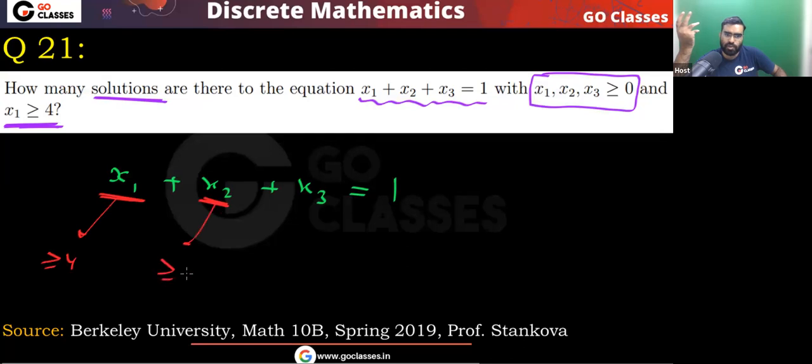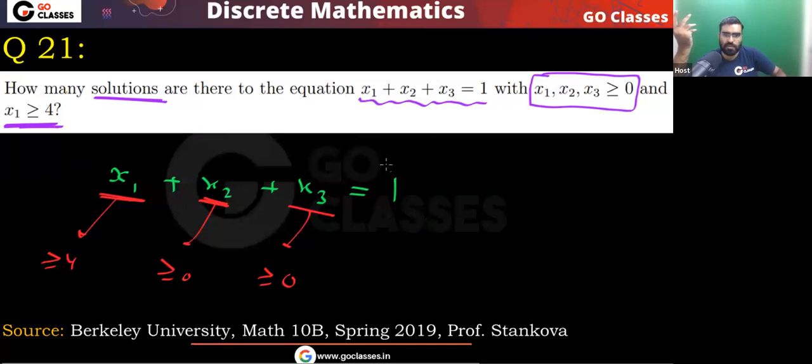Is it even possible? Like, for example, x1 plus x2 plus x3 should be equal to 1. This is greater than or equal to 4. This is greater than or equal to 0. This is greater than or equal to 0. Is this type of solution even possible for this equation?